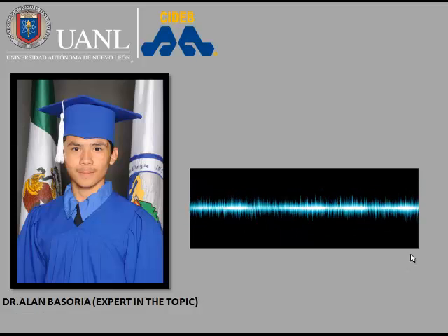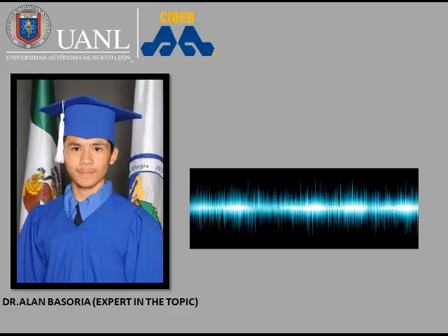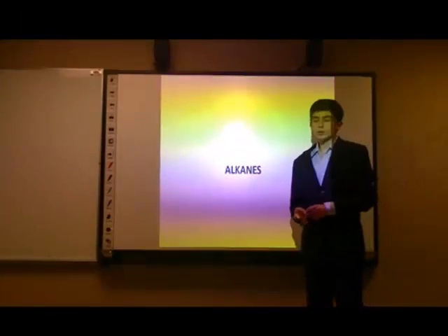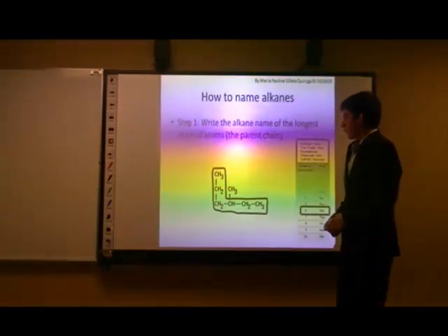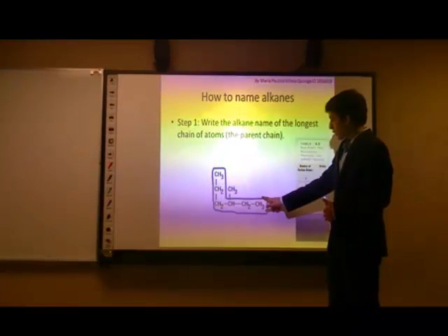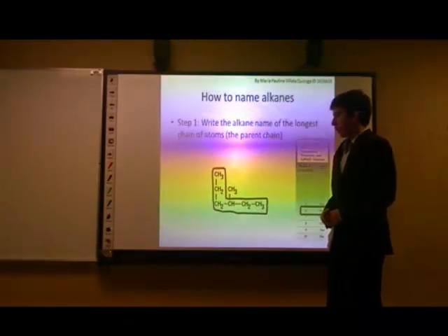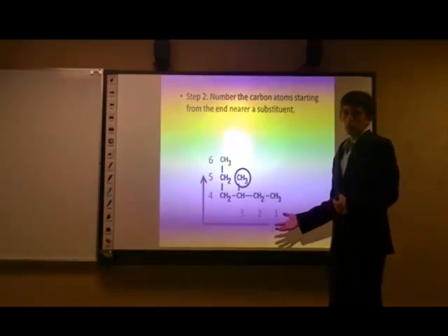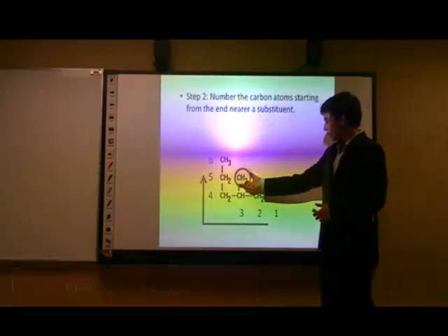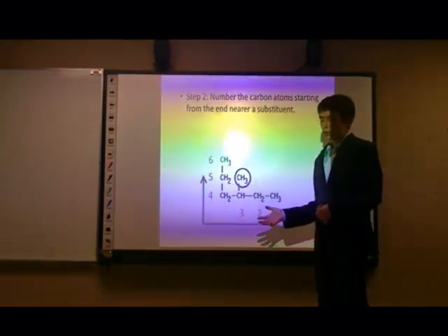An alkane is a hydrocarbon containing only single carbon bonds. I'm going to explain to you how to name the alkanes. First, we need to find the longest carbon chain, like here. And then we will number the carbon chain according to this carbon. We will try to find the lowest number for it.